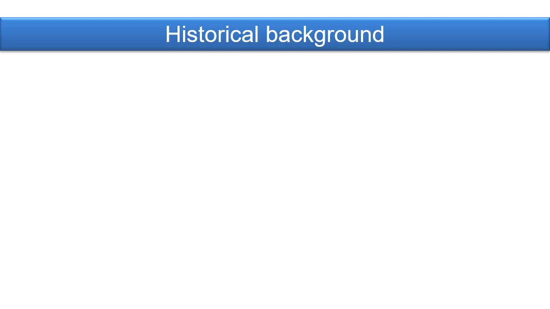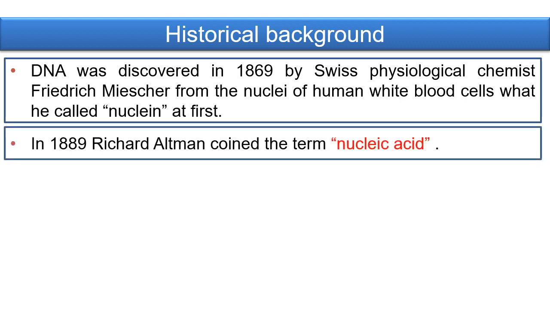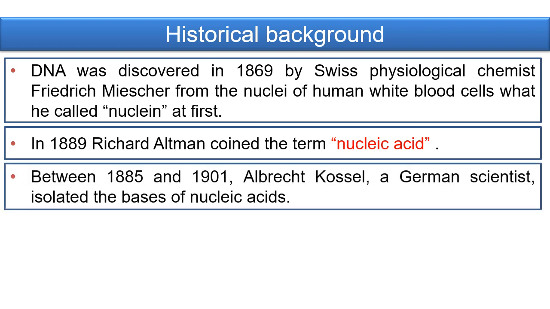Here I am trying to put a bit of information regarding the historical background that lies behind the discovery of DNA and its replication. So the DNA was first discovered in 1869 by Swiss physiological chemist Friedrich Miescher from the nuclei of human WBC that he first called nuclein before calling it DNA or nucleic acid. In 1889, Richard Altmann coined the term nucleic acid. Between 1885 and 1901, Albrecht Kossel, a German scientist, isolated the bases of nucleic acids, which are the building blocks of DNA.